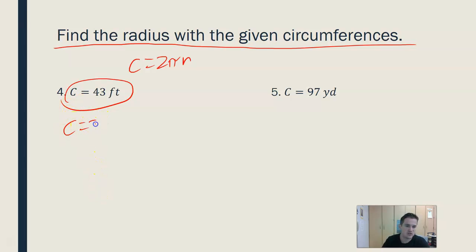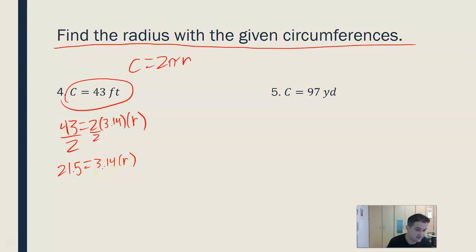Circumference is equal to 2 times, the circumference was given to us, being 43 feet here, is equal to 2 times pi times r. Well, I need to solve for r. This just becomes an equation. So I need to solve for r. R is being multiplied by 3.14 and multiplied by 2. So I'm going to divide by 2. 43 divided by 2 is 21.5. So 21.5 equals 3.14 times r.